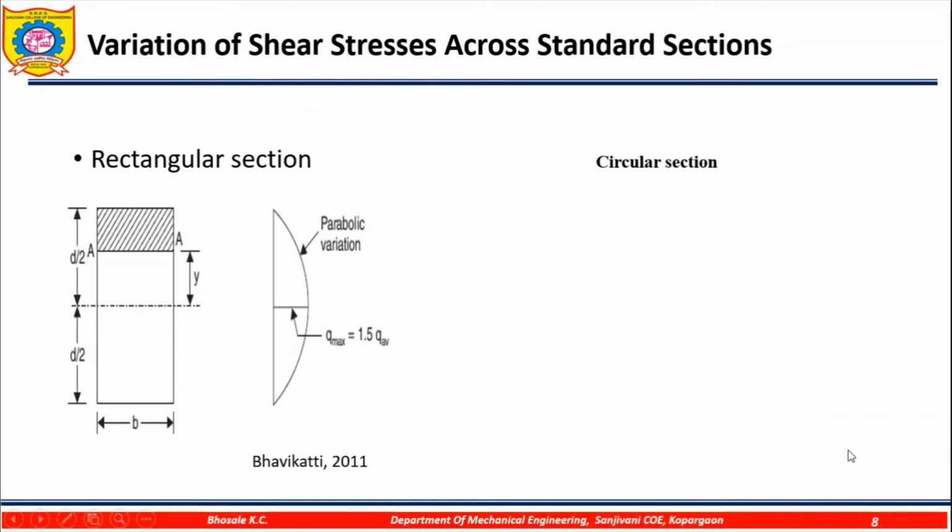So there is a variation of the shear stresses across the section. Consider that this is a rectangular section, and then we have to find out the shear stress about that point. The shear stress of that section will be 0 at the top portion, and then it will go on increasing towards the neutral axis. So it will be maximum at the neutral axis and then again come to 0 at the bottom edge.